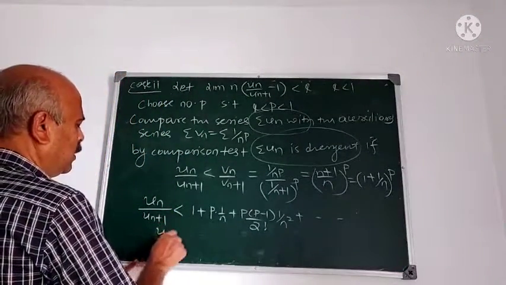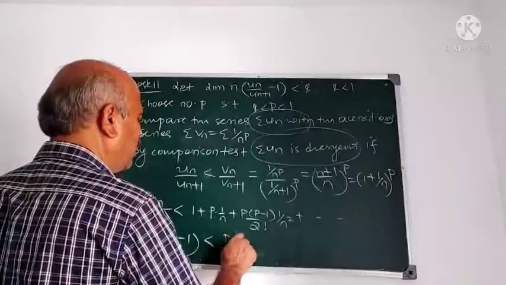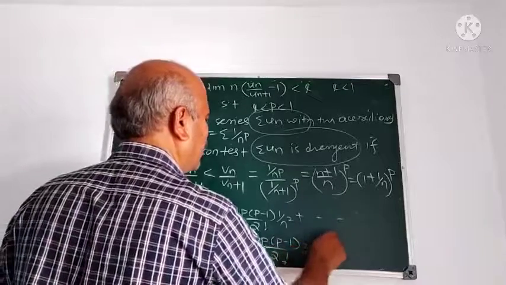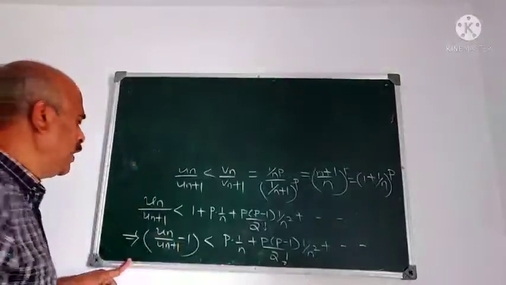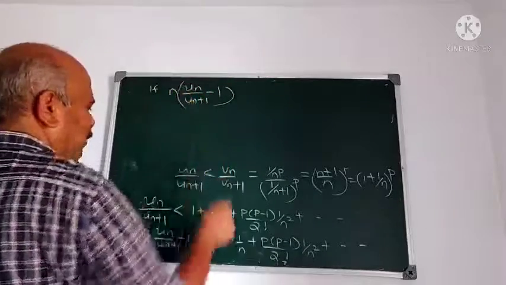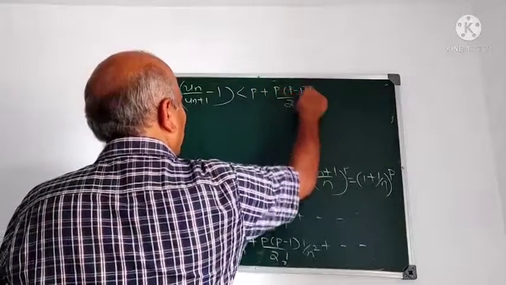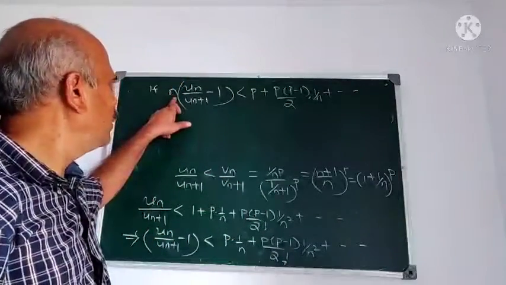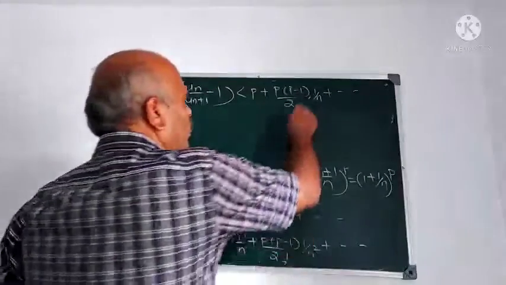Expanding the right hand side by binomial theorem, this implies un upon un plus 1 minus 1 is less than p into 1 upon n, p into p minus 1 by 2 factorial 1 upon n square, plus so on. Therefore, sigma un diverges if, multiplying both sides by n, un upon un plus 1 minus 1 into n is less than p plus p into p minus 1 by 2 factorial 1 upon n, plus so on.